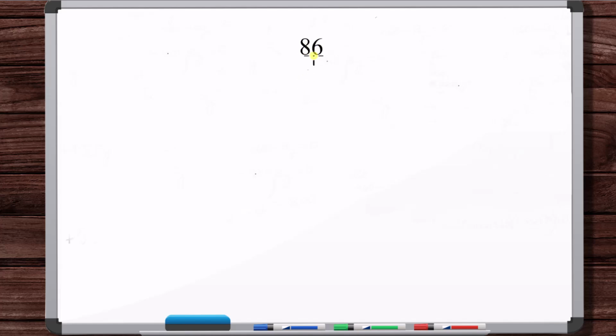So, okay, 86, we need to make this number, the starting number, between 1 and 10. So 8.6 times 10 to the what? To the 1st power. You see? This is the scientific notation representation of this number.